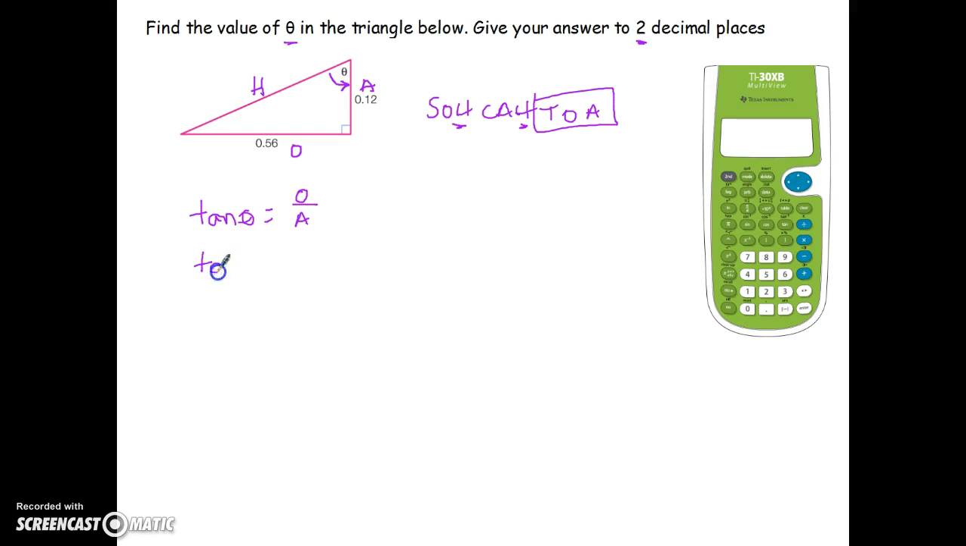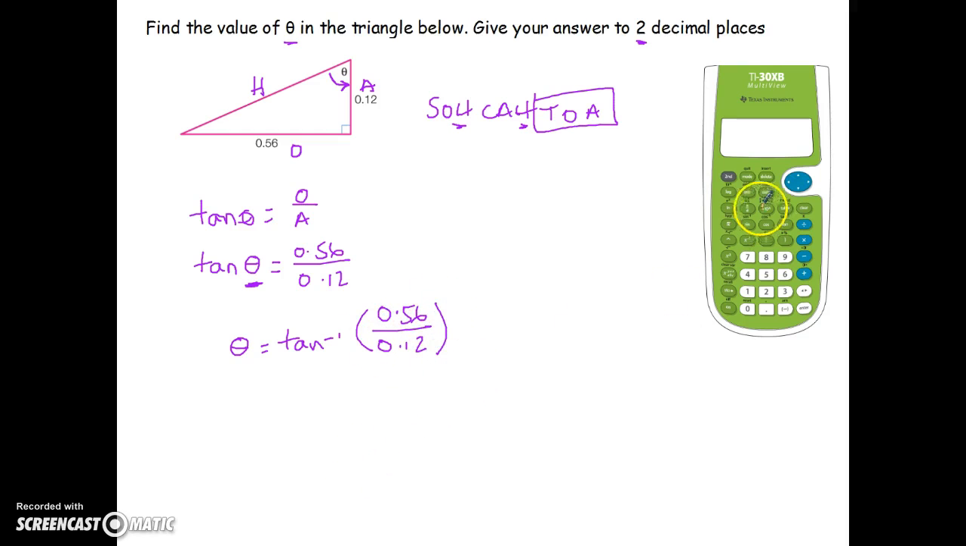Next step is to substitute our values. Tan, angle, don't know the angle, leave it as theta, equals opposite 0.56 over adjacent 0.12. I want to get into the theta, so I need to get rid of the tan. The opposite of tan is tan minus 1. So I say that theta is the inverse tan of 0.56 over 0.12.